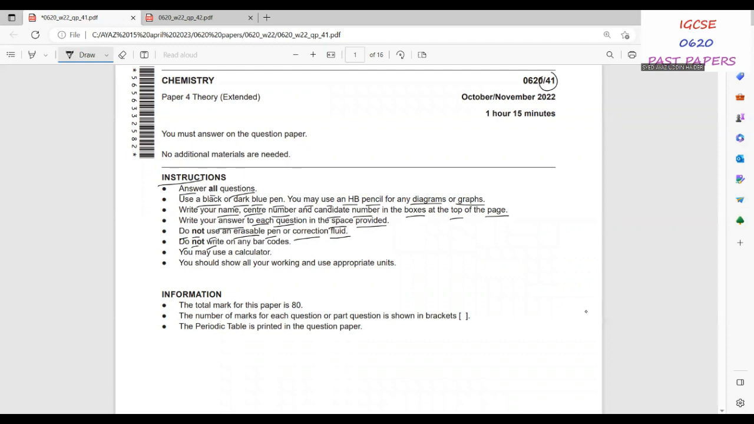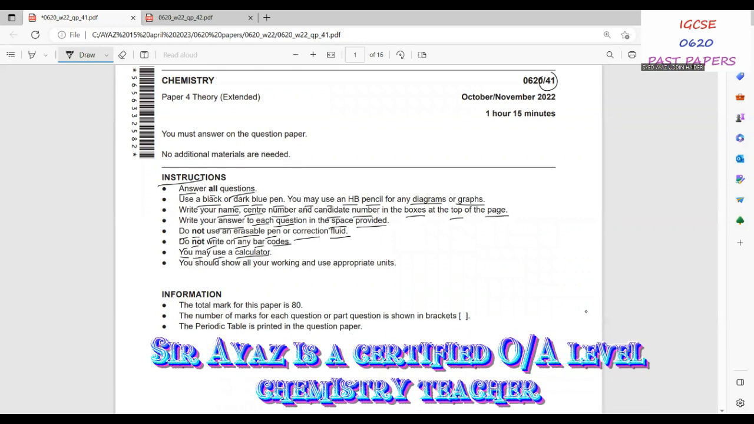Do not write on any barcodes. You may use a calculator. You should show all your working and use appropriate units. Information for this paper. The total mark for this paper is 80. The number of marks for each question or part question is shown in brackets. The periodic table is printed in the question paper.